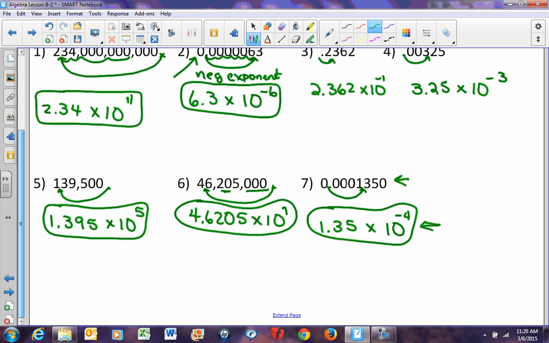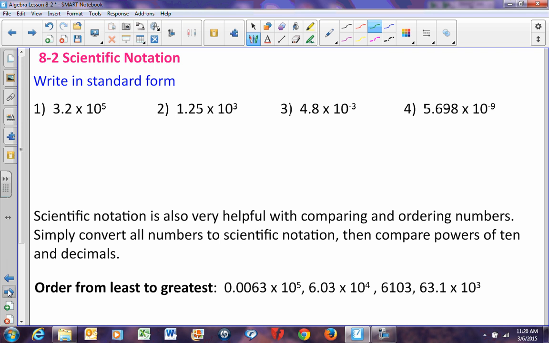The next thing you need to be able to do is take a number from scientific notation and write it into standard form. And if I need to write something in standard form, simply remember this. If you have a positive exponent, a positive power of 10, move the decimal point to the right. If you have a negative power of 10, move the decimal point to the left. So positive exponent goes right. Negative exponent goes left.